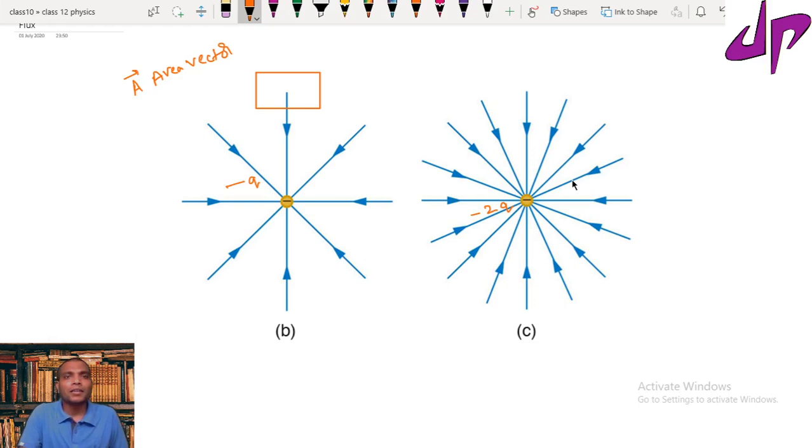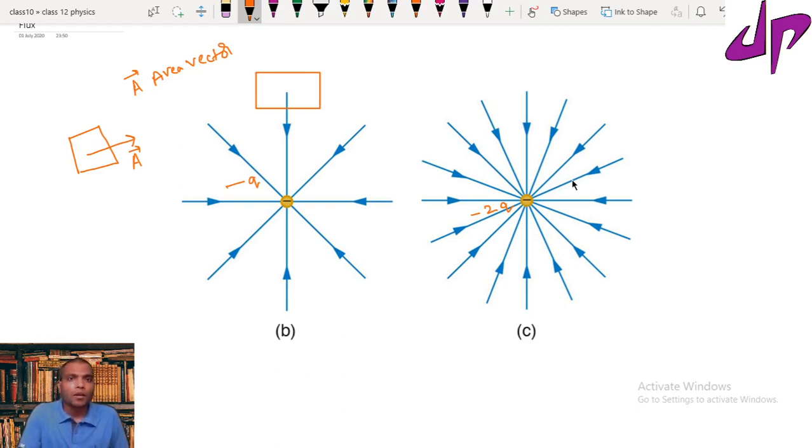Where is the area vector? The area vector will be perpendicular to the surface. Suppose this is a surface, to the surface perpendicularly, we need to draw the area vector.